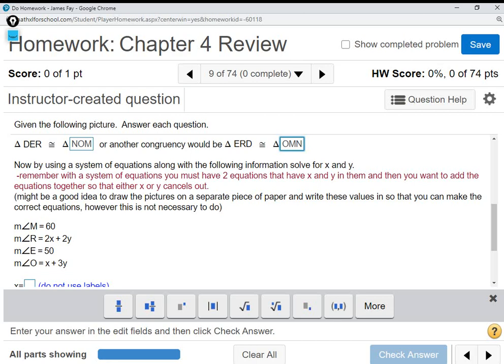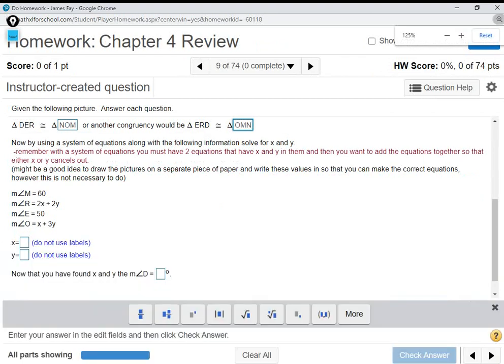Okay. So now by using a system of equations along with following information, solve for x and y. So remember with a system of equations, you have two equations that have x and y in them, and then you want to add the equations together so that either x or y cancels out. I'm just trying to hint there that you probably want to use the elimination technique, but you don't have to. If you want to use substitution, you can. Okay.